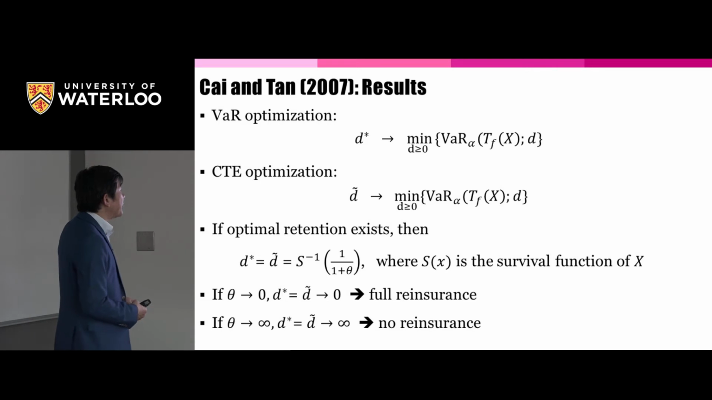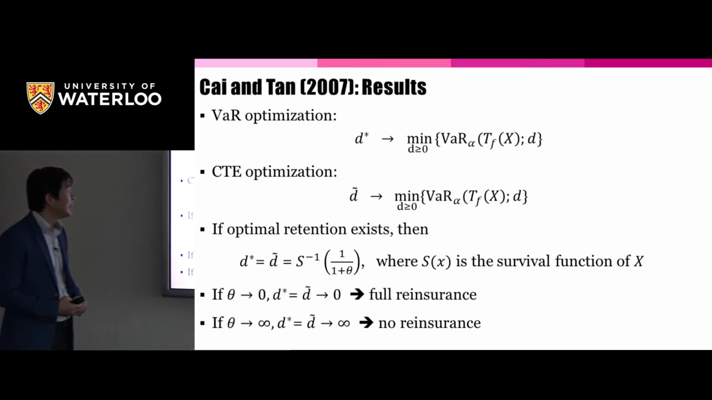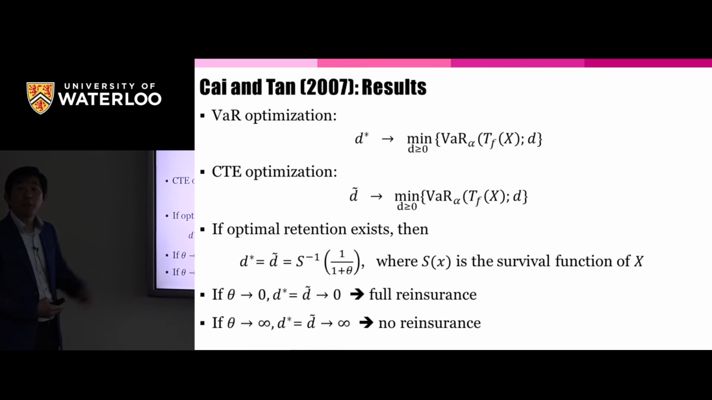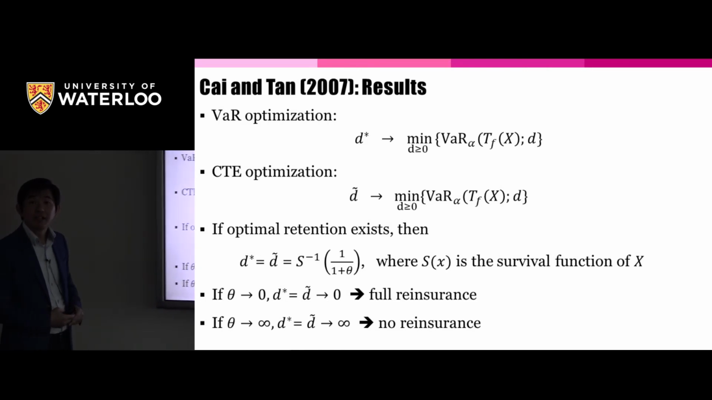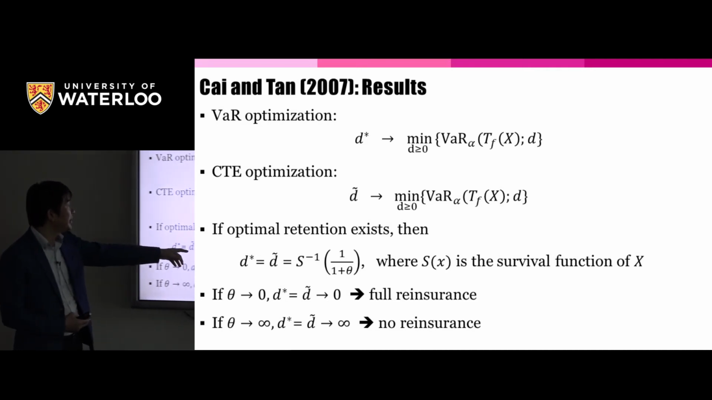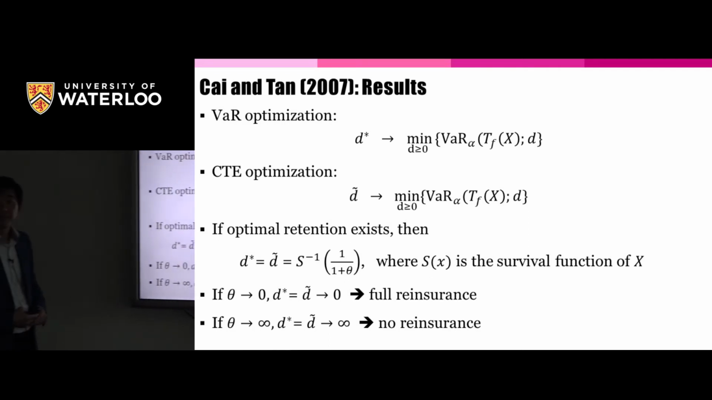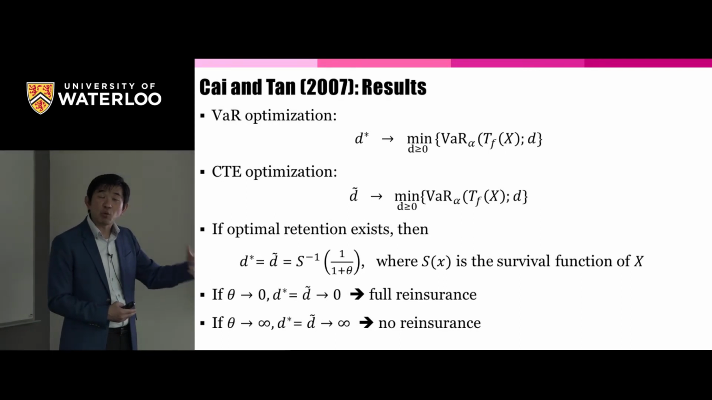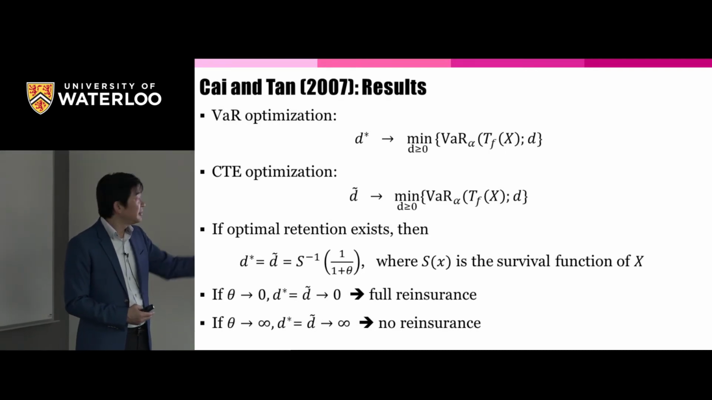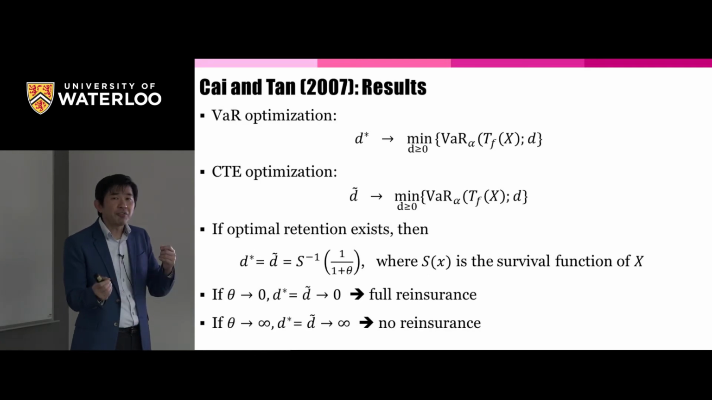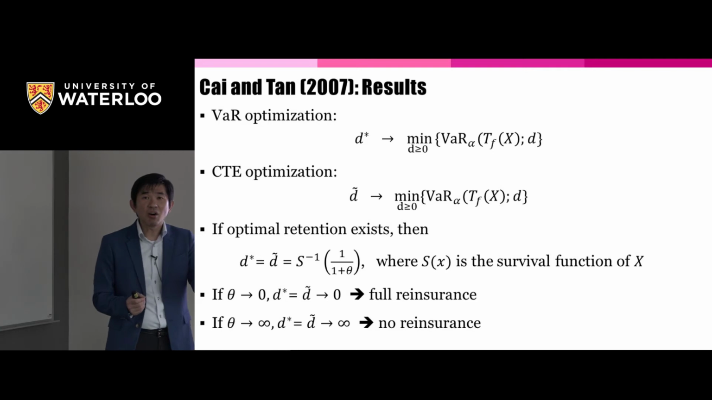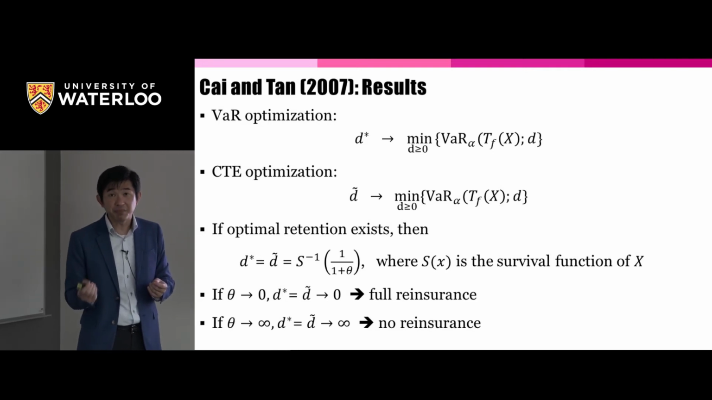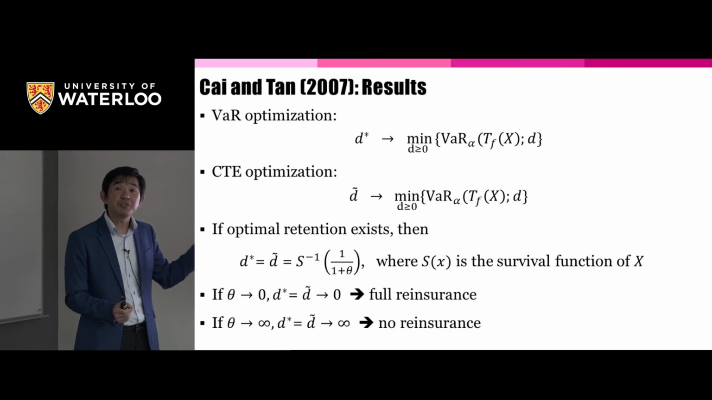And we showed that if an optimal retention exists, it has a very simple solution, as given by the inverse of this survival function. This result is interesting and to some extent quite intuitive. First of all, this result says that regardless of whether you use value at risk or CTE as the relevant risk measure, both of these risk measures consistently give the same answer.